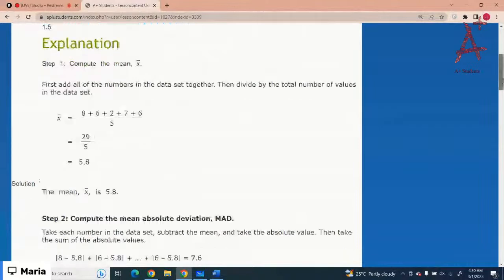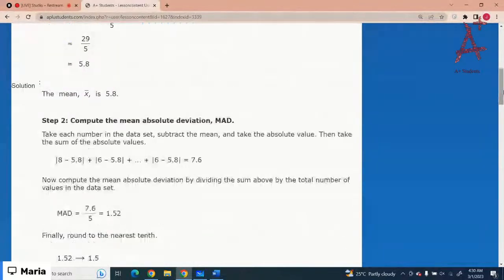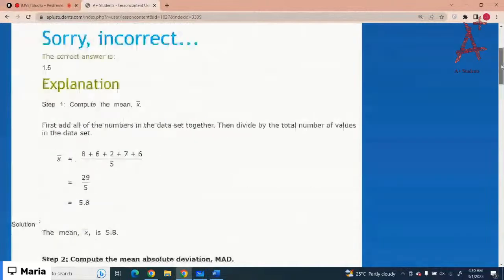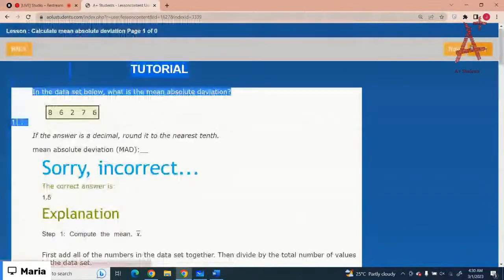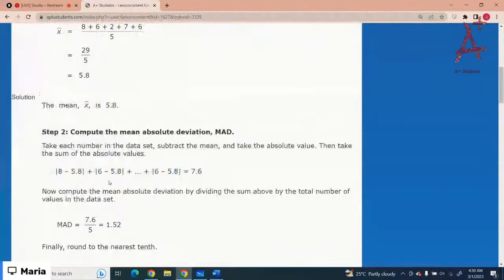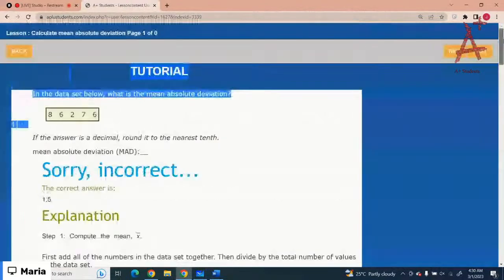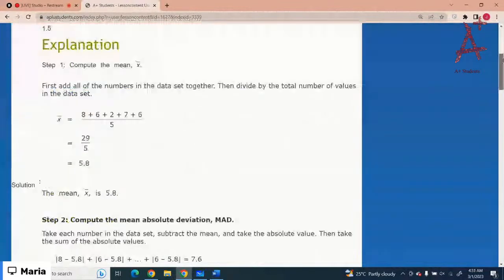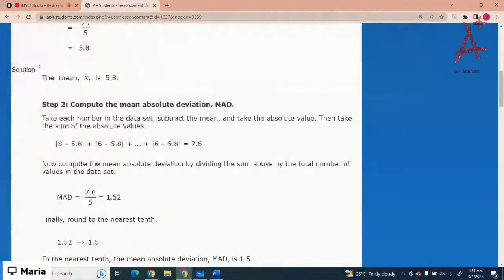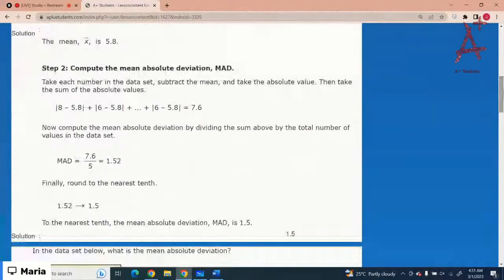Then you have to calculate the mean absolute deviation. You have to subtract the mean value from all the given numbers: 8 minus 5.8, then 6 minus 5.8, then 2 minus 5.8, then 7 minus 5.8, and then 6 minus 5.8. You have to take the absolute value of all of them, no negative numbers. Add them and divide by 5. The answer is 1.5, so the mean absolute deviation is 1.5.